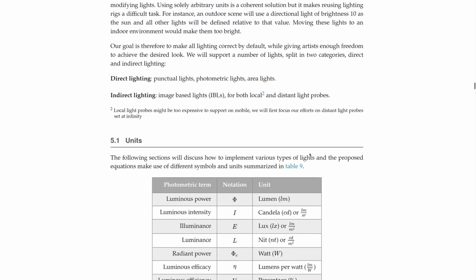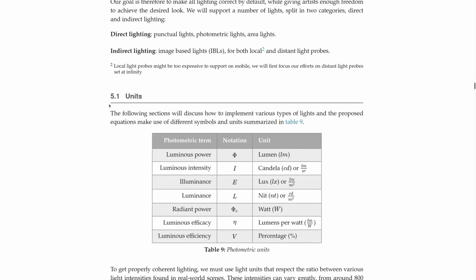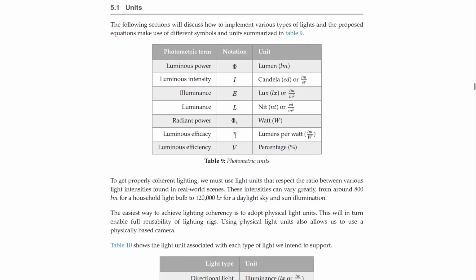So looking at units, the following sections will discuss how to implement various types of light and their proposed equations. They make use of different symbols and units summarized in this table. So we have luminous power in units of lumens. We've got luminous intensity in candela, or lumens per steradian. We've got illuminance, which is lux or lumens per meter squared.